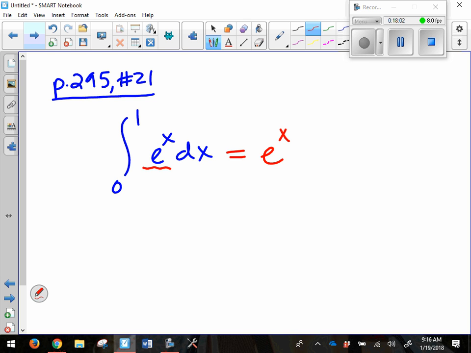Now, this is a definite integral, which means that I don't have to worry about the plus c, because I know what my lower and upper limits are for the area under the curve. We could graph this if we wanted to.